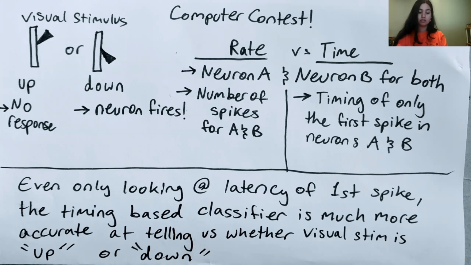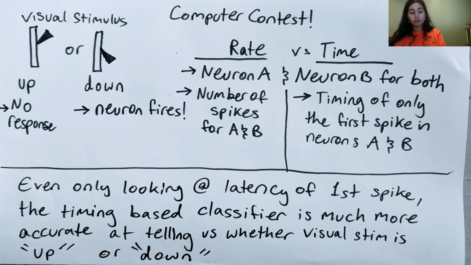And when doing this in a computer, we find, and then for the timing-based classifier also, I'll give it the timing of only the first spike of neuron A and only the first spike of neuron B to kind of even the field a little bit, because obviously if we were given the timing of all of the spikes, it would automatically do better. So we're only giving it the first spike to see how it compares with the rate-based classifier.